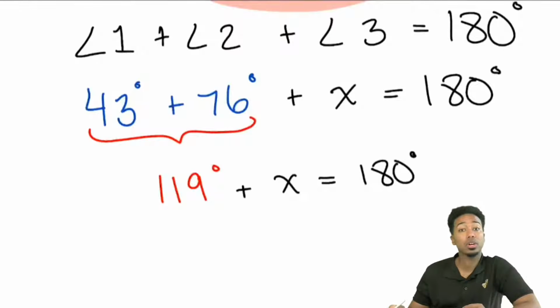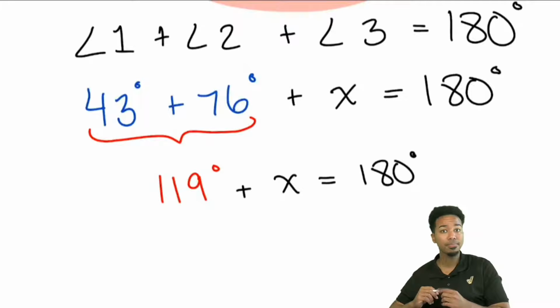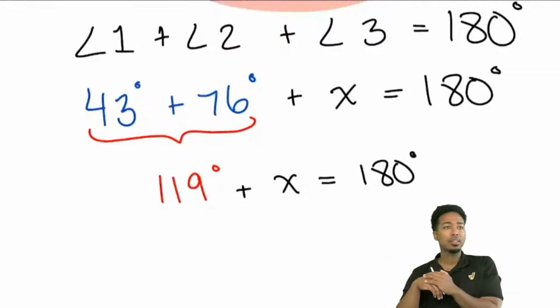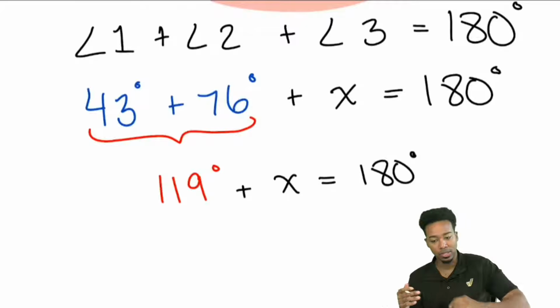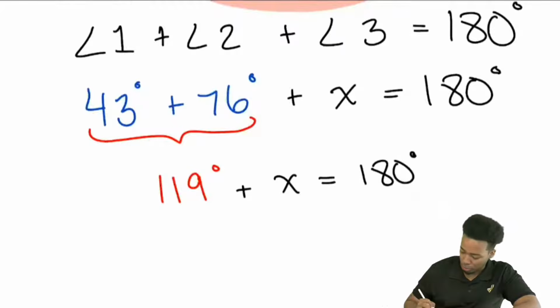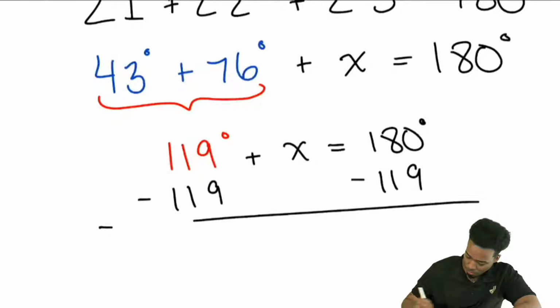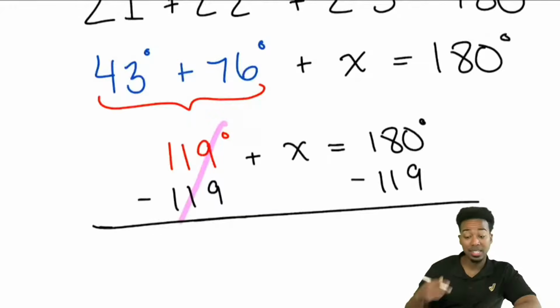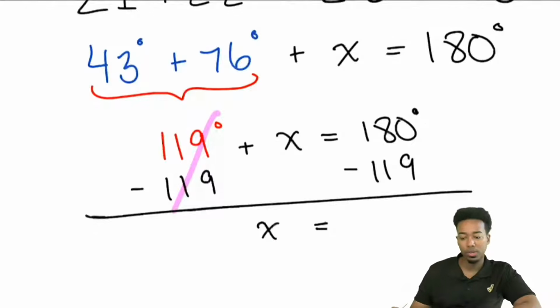And then lastly, what we're going to do, well, let's get that x by itself. If we know that 119 plus whatever x is going to give us 180, then I would figure that if I take away the 119, I'll figure out what that gap is, what that missing angle is. So that's exactly what we'll do. We'll subtract 119 from both sides. That's going to cancel out on the left side, leaving us with just x equals what?